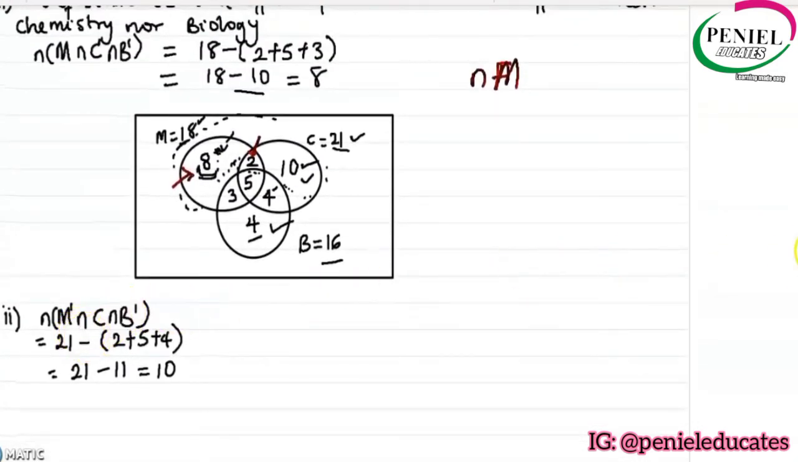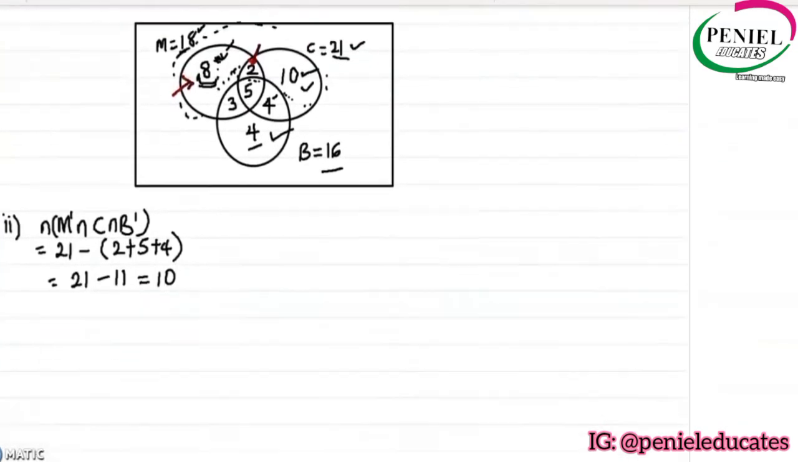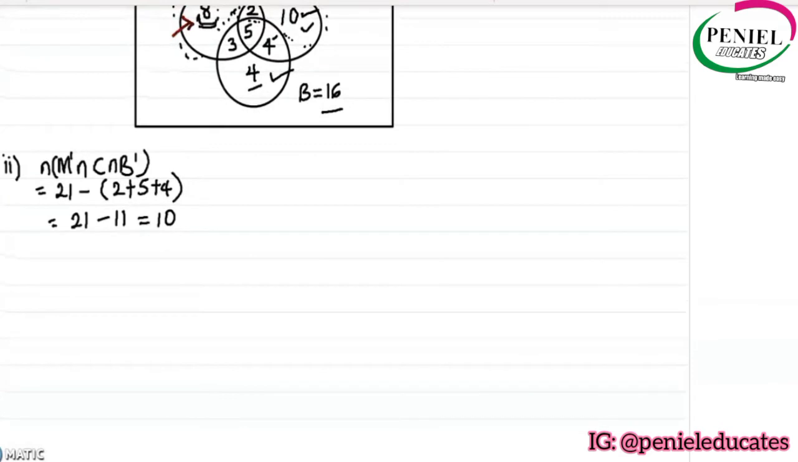So question 2 started telling us we should find the number of people that are actually offering chemistry only. That's what you see, chemistry, and they are not offering other than chemistry.